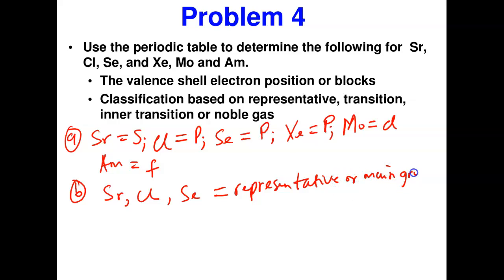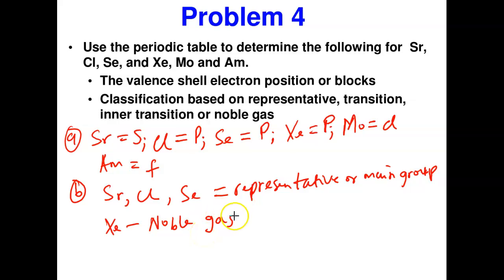We call them the main group elements. They are the representative or the main group elements. And then the other one is what? So we have strontium, chlorine, selenium are all representative of the main group element. Then xenon, we classify xenon. Xenon is a noble gas.